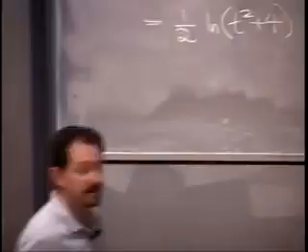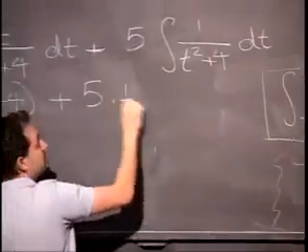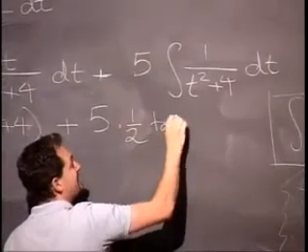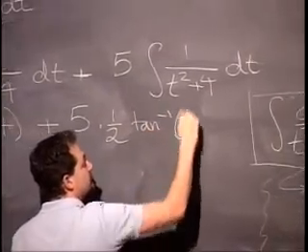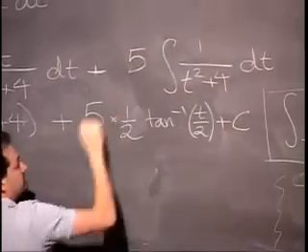In fact, you can write it down. In this case, the square root of 4 is 2, so I simply write down 1/2 inverse tan of t over 2 plus a constant. And don't forget the factor of 5 that's out the front there.